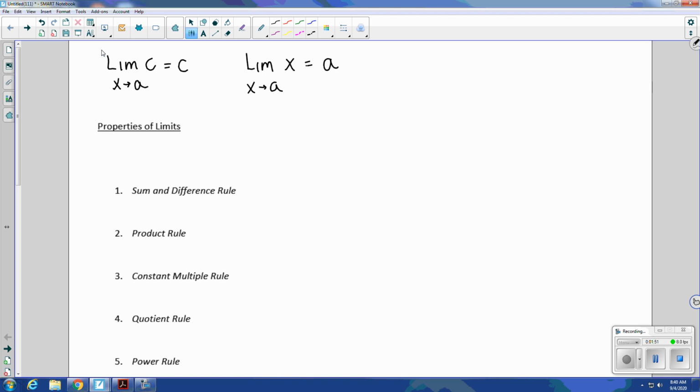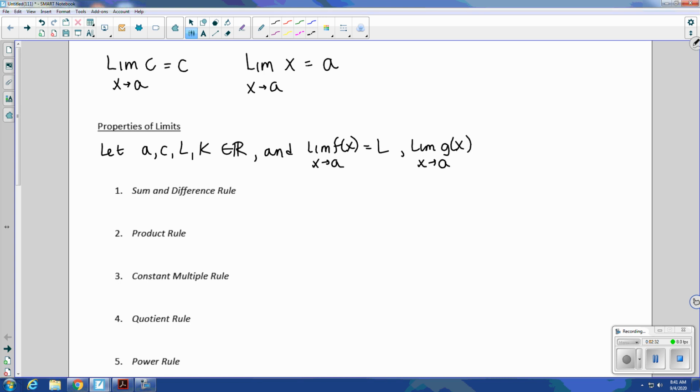So now let's jump into some properties of limits, and we'll see how we can use these properties along with those two pre-established limits to determine the limits of polynomial and rational functions. First we're going to write some preconditions. We're going to let a, c, L, and k be real numbers, so this means element of the real numbers. And the limit of our function f as x approaches a is going to equal L, and the limit of our function g as x approaches a is going to equal k.